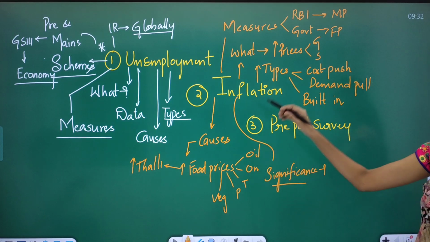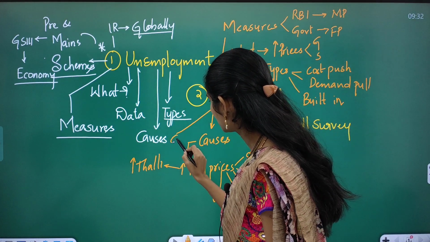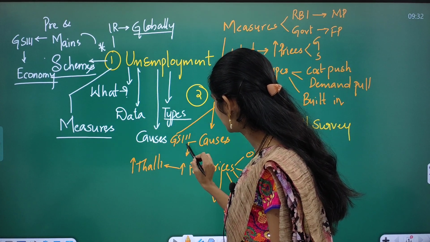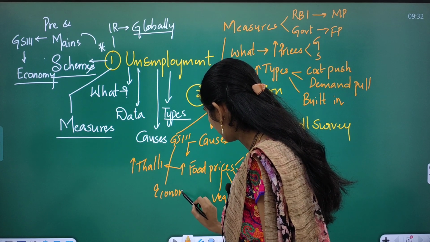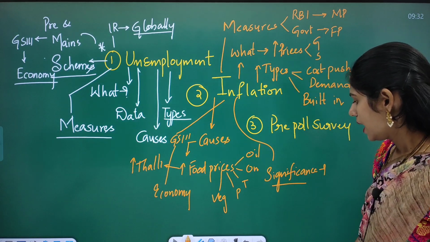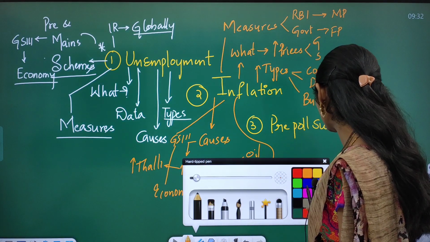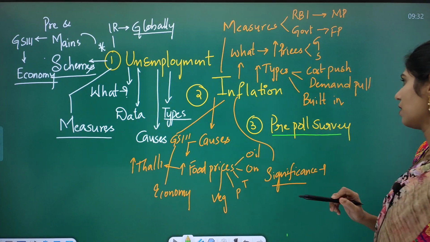Clear? So these are the dimensions that you have to see from inflation, and this inflation is important from your GS paper 3, that is from your economy point of view. So from economy point of view, this article is important. And now let us see one more important area, that is about the pre-poll survey.